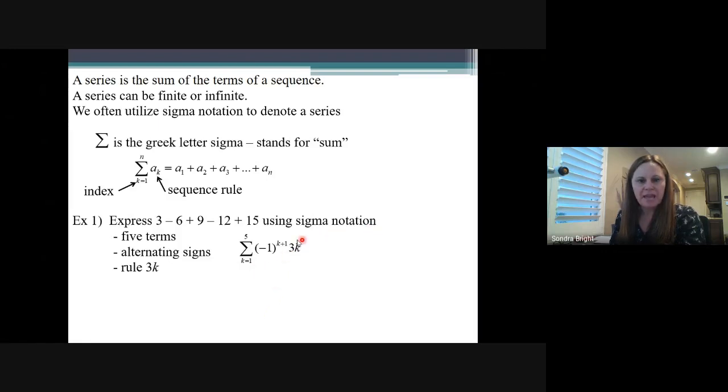And this 3k will always be like the nth term formula for your sequence. Those will always match too. So if it ever ends up being like this one was a pretty easy one to see the pattern, if it's not, then you'll just use the nth term formula for the sequence. Let's work the other way.